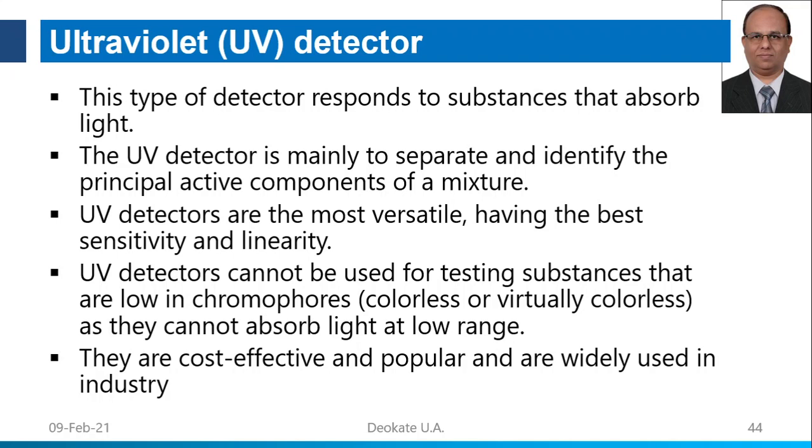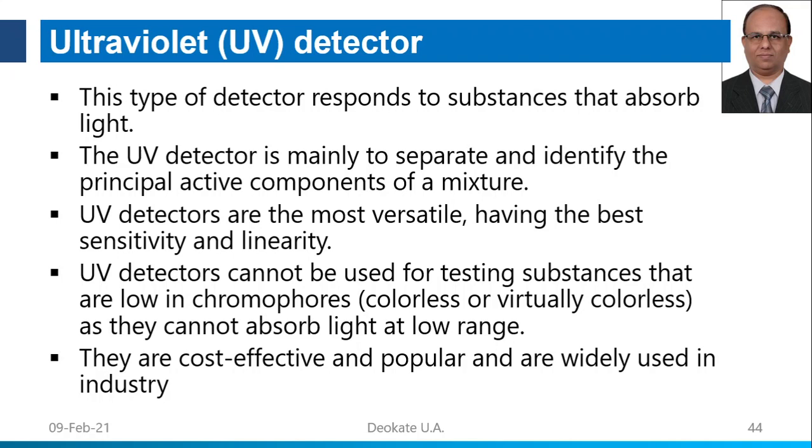So you know that as per our discussion, there should be the double bond system and there should be the lone pair of electron present in the molecule, then and only then can it show ultraviolet visible light absorption. The UV detector is mainly used to separate and identify the principal active component of a mixture. UV detectors are most versatile, having the best sensitivity and linearity.